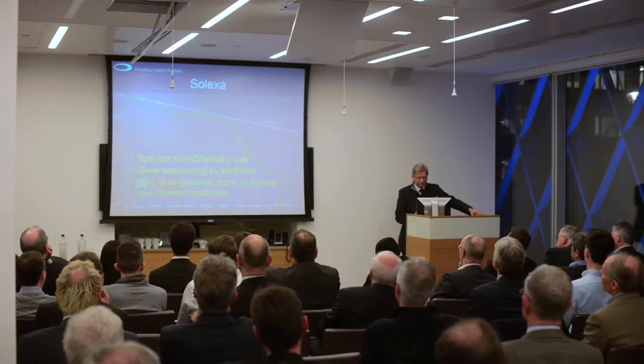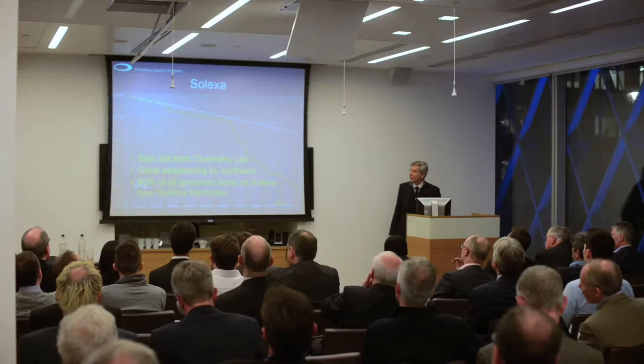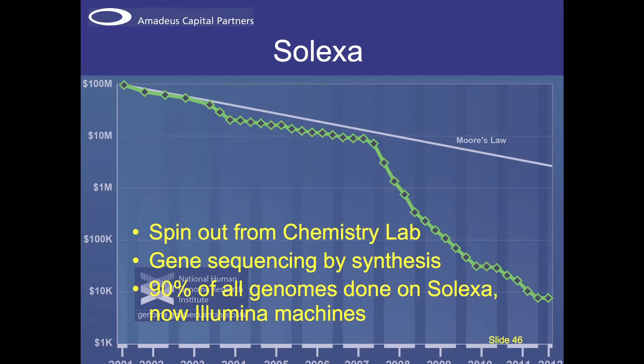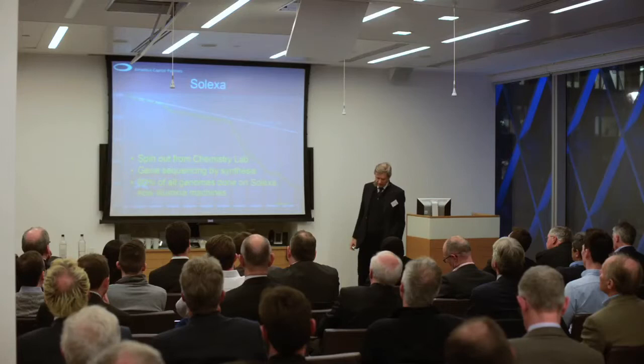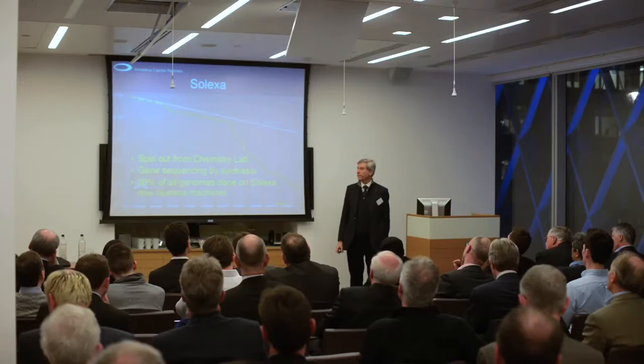And the second example that I want to give you is Solexa. Solexa is a spin-out from the chemistry lab in Cambridge and is now the machine on which 90% of the gene sequencing in the world is done.